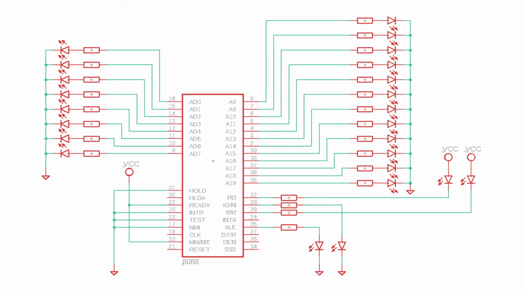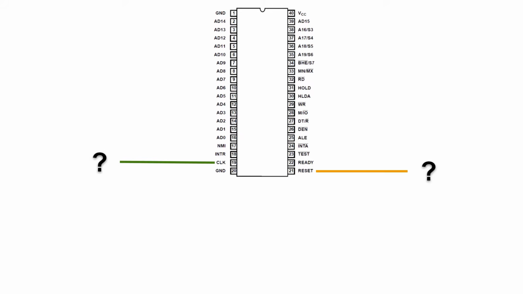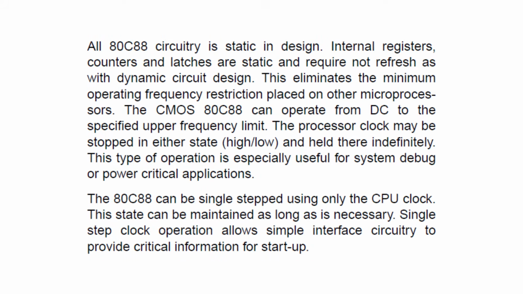Now let's talk about the two last signals we need to provide, the clock and the reset. This version of the CPU, 80C88, is a CMOS static design, which means that the clock signal can be arbitrarily slow, so slow in fact that we can generate it with a push button or even pause it indefinitely, and the state of the whole CPU will be preserved.